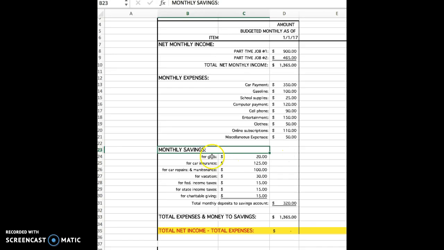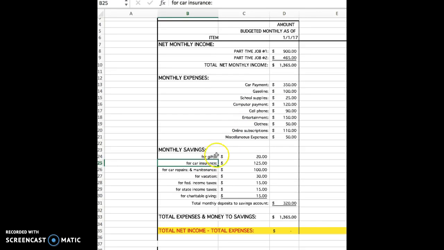So in this situation, again, there are a number of items that are put aside for savings, probably in a simple savings account through a bank or a credit union. All of these things, gifts, car insurance. Again, if this person owns a car, there's not only a car payment every month of $350, but also there's car insurance.